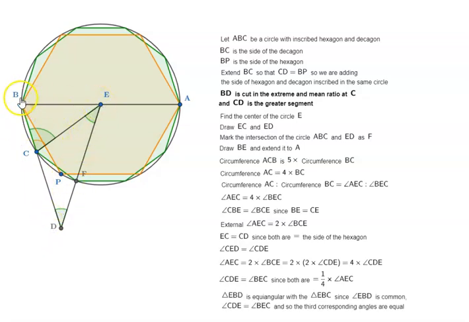Triangle EBD is equiangular with triangle EBC, since angle EBD is common to both, and CDE is equal to BEC. Since two angles are equal to two angles, that means the third angle also has to be equal, because the sum has to be 180 degrees. So proportionately we can say BD is to BE as BE is to BC. BD of this triangle is to BE of this triangle as BE of this entire triangle is to BC of this triangle.